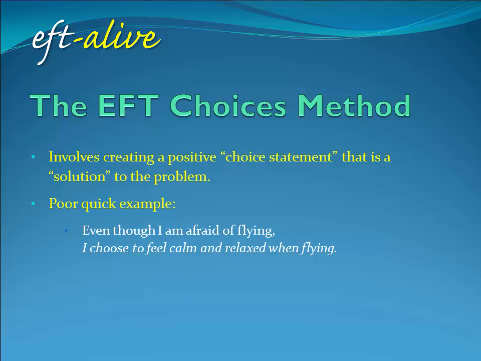So in standard EFT, you would tap on your karate chop point and say, "Even though I'm afraid of flying, I deeply and profoundly love and accept myself," three times. And then on all the points, you would just tap on the fear, the phrase, "I'm afraid of flying."